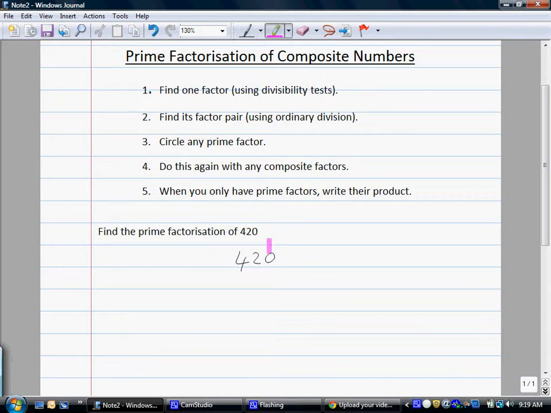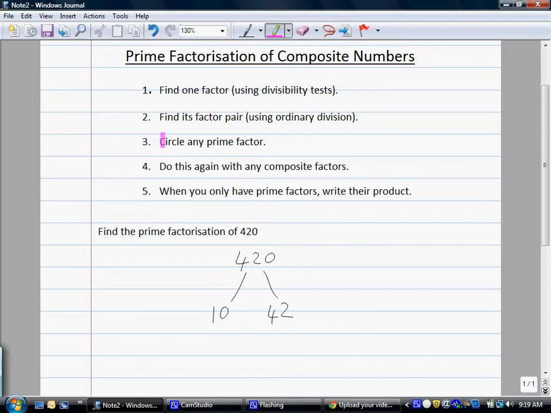Well, I can see that 420 ends in 0, so I know that 10 is a factor. The second step, find its factor pair. So 10 times what is 420? Well, 10 times 42 is 420. At this stage, if I need to, I can do a long division to get the factor pair, but division by 10 is fairly easy.